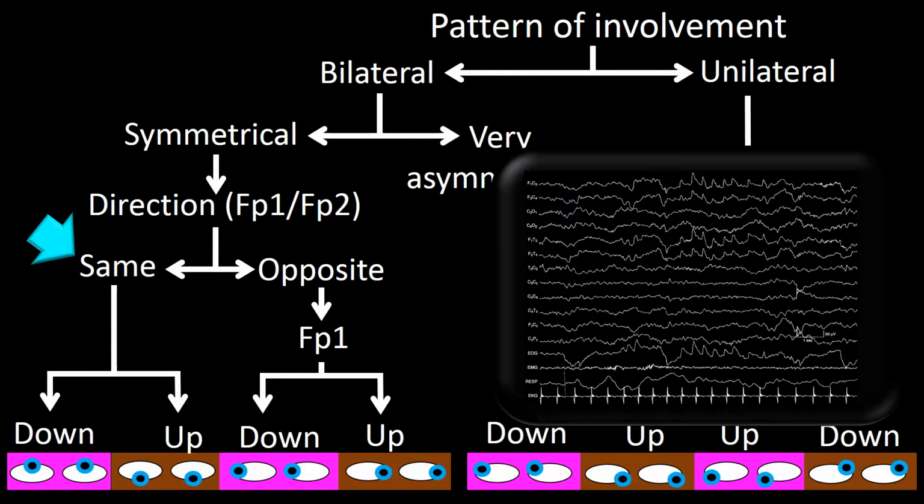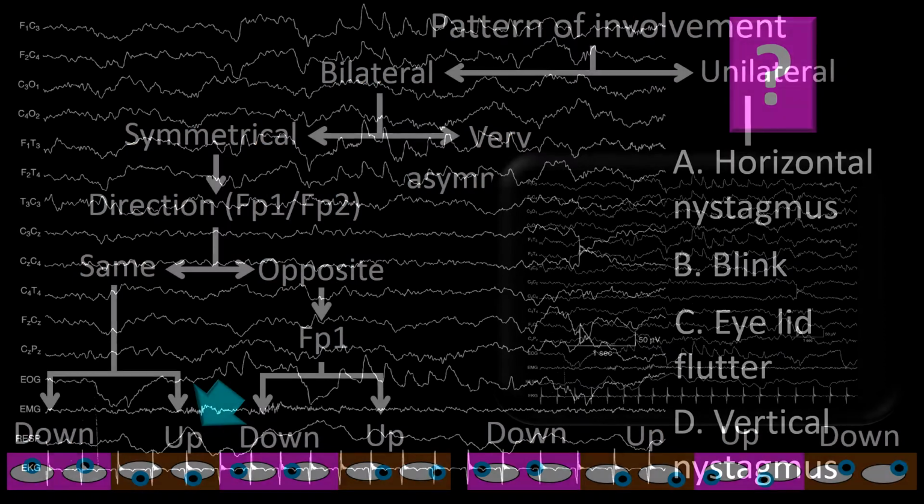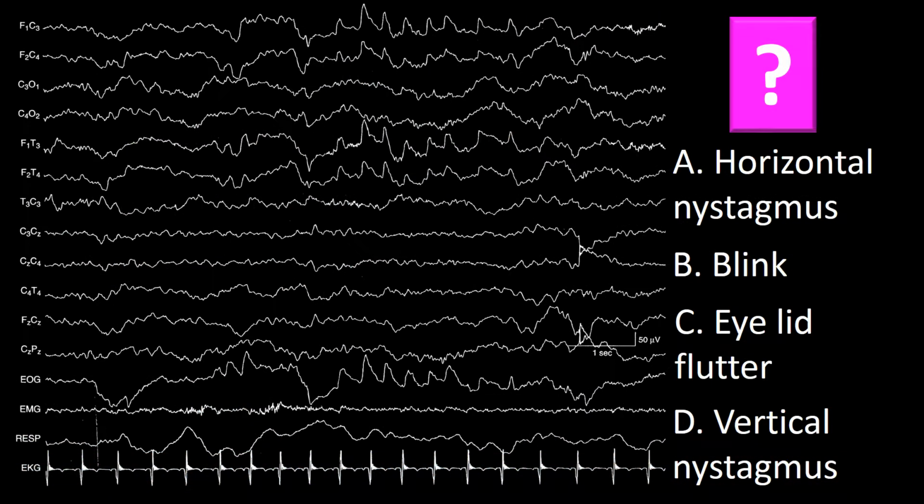Also, if you recall from the epoch that we just looked at, the deviation was towards the same side on both eyes, and it was up on both prefrontal derivations. So the answer to this question is D.